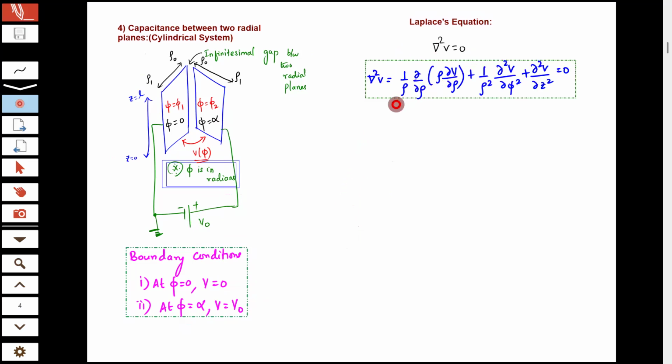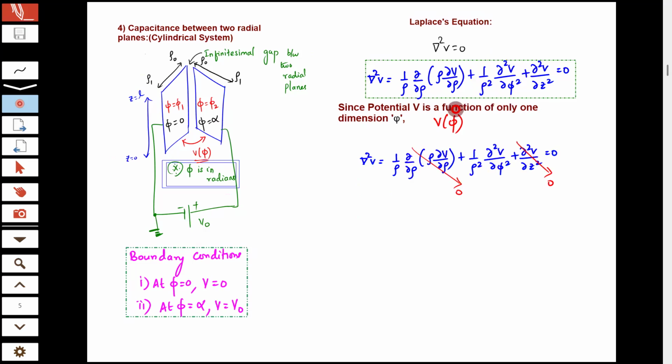So we'll now write del square V in the cylindrical system. This is the expression for del square V in the cylindrical system, which is equal to 0, the Laplace equation. And we also know between these two radial planes, the potential is a function of only the variable phi. Thereby, differentiation with respect to rho will be 0 and differentiation with respect to z will be 0.